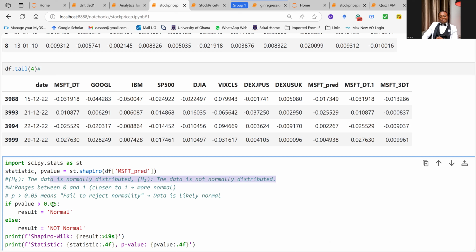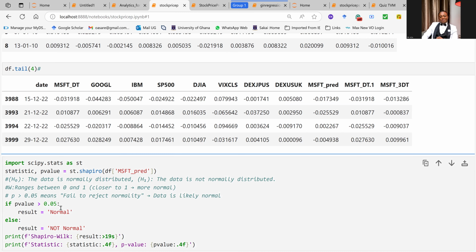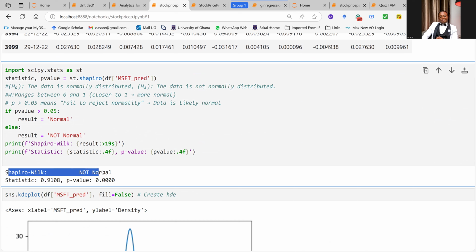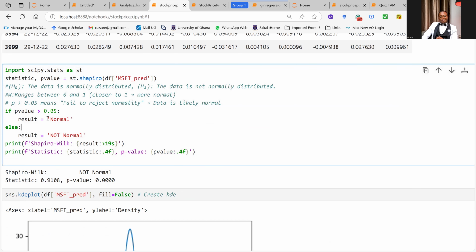Now we want data that is normal. The test statistic ranges between 0 and 1. If the test statistic is closer to 1, the data is more normal. If the p-value is less than 5%, we reject normality. But if the p-value is bigger, we fail to reject normality. This is very important. We want the p-value to be big for us to conclude that the data is likely normal. When you run this command, you get this result, and we've been able to see that the data is not normally distributed.